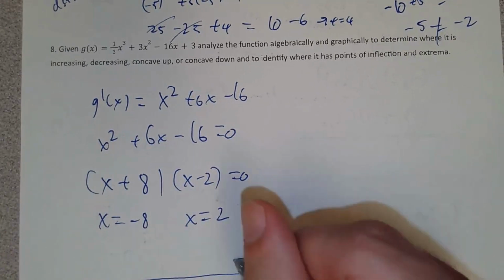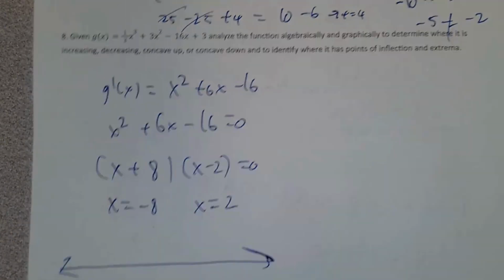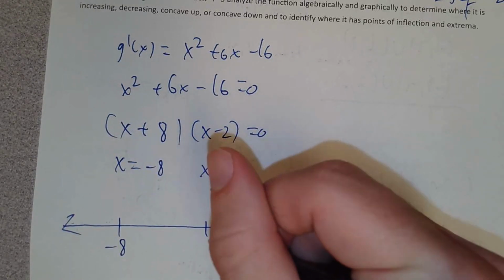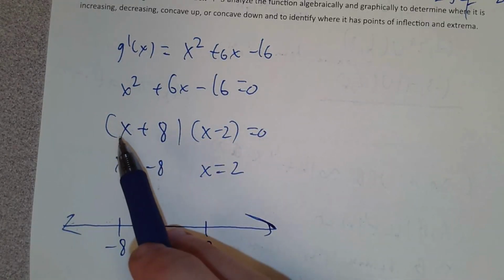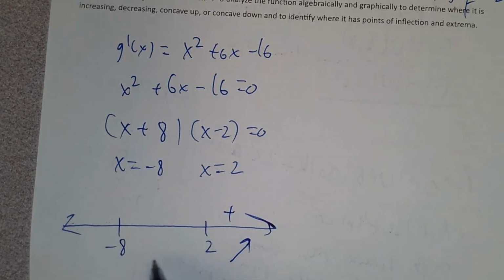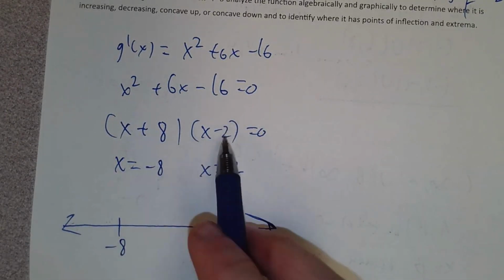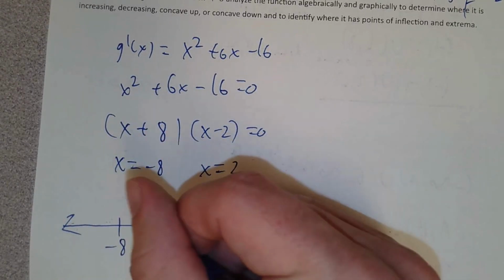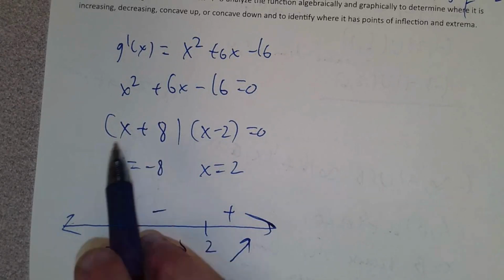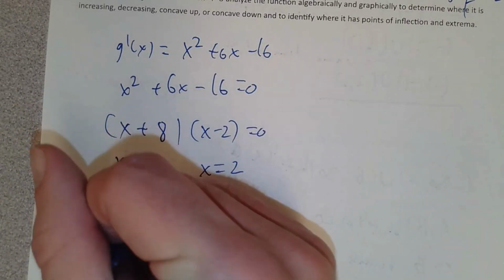Draw the number line. I'm going to mark points at -8 and at 2, and I'm going to test them. Put in a 3, I'll get positive, positive, positive, increasing. Plug in a 0, it's between -8 and 2, right? I'm going to get a negative and a positive. That means negative, so it's going down. And then a number less, like -10: -10 plus 8 is -2, it's both negative, double negative, positive, going up.